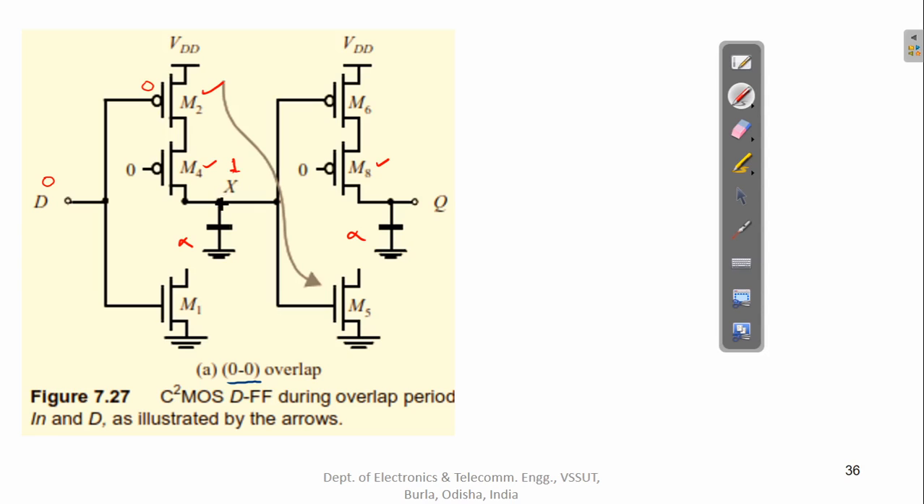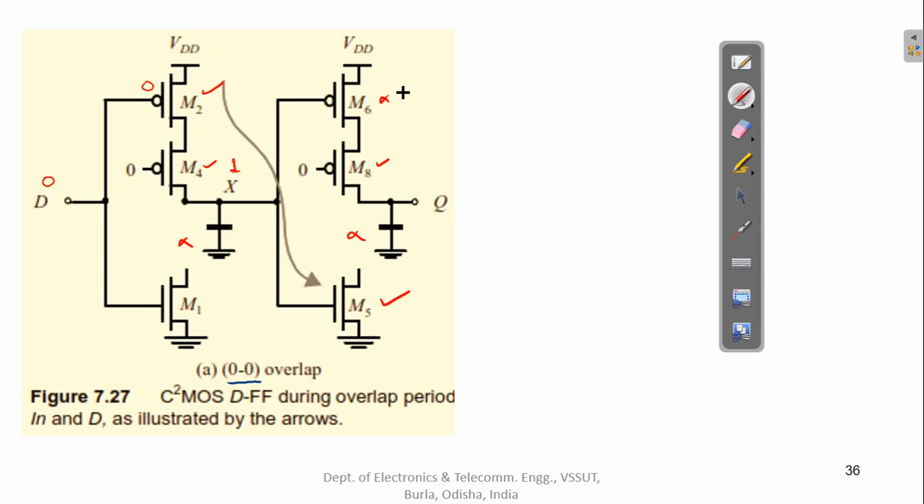Now, we do not want this change in the value of X to be propagated to the output Q. This thing we do not want, right? Because if this value gets propagated to output Q, then it will indicate that the value of Q is changing at the negative edge or the falling edge of the clock signal, which is undesirable. So that thing has to be avoided. So if X becomes 1, that makes this M6 off, right, and M5 on.